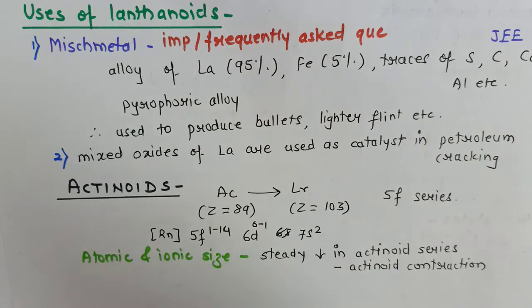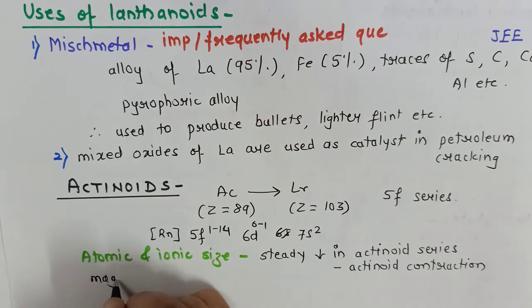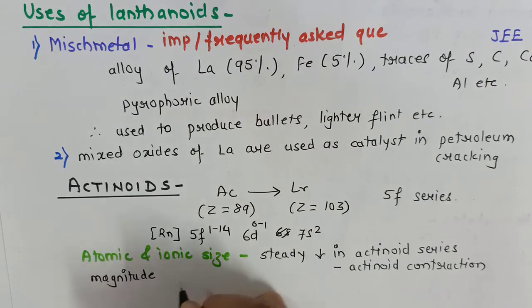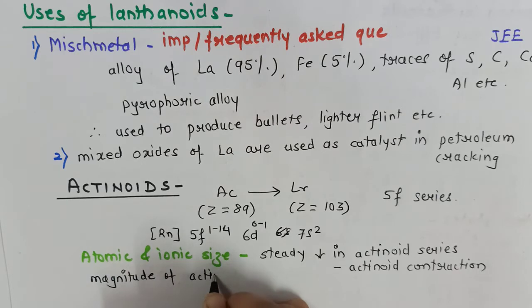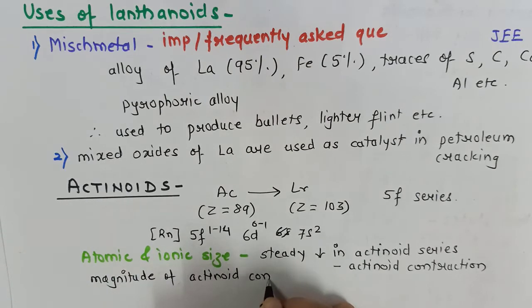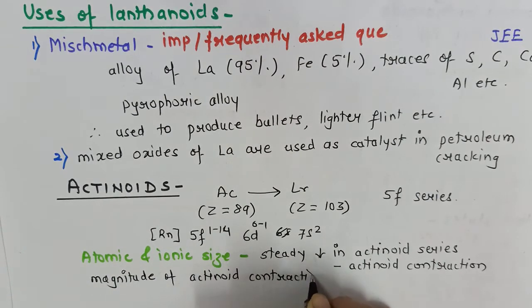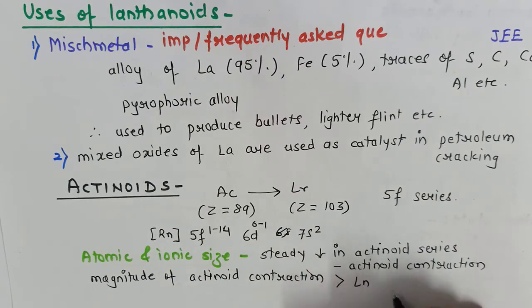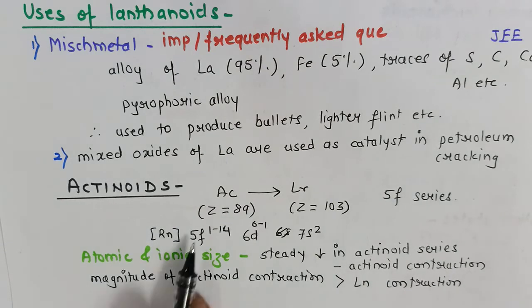Now let us study its trends. The first trend, atomic and ionic sizes. Like lanthanoids, actinoids also show contraction. So the steady decrease in the actinoid series we call actinoid contraction. But the magnitude of actinoid contraction is comparatively greater than that of lanthanoid contraction. The reason lies here. The electrons are filled in the 5f orbital.